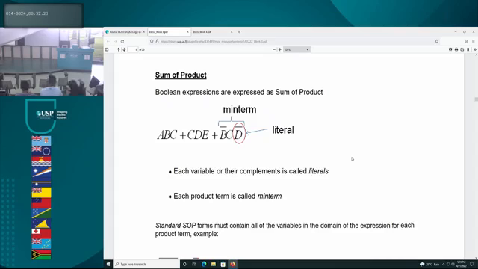Another 2 people before I give you the answer, unless somebody answers it first correctly. Anybody? He's saying 3. 3 minterms. Okay, another guy is saying 3. Anybody else? Saying 5. Okay, now, what is the procedure?